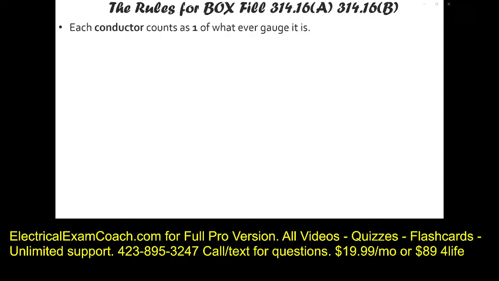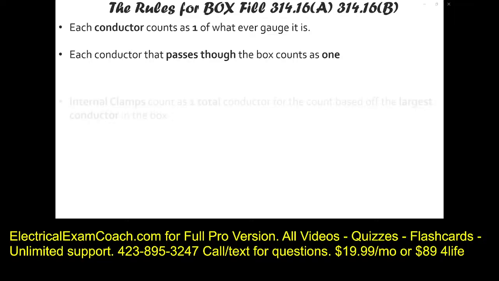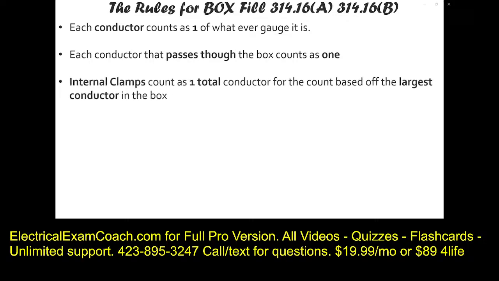Each conductor counts as 1 of whatever gauge it is. So each 12 counts as 1. Each 10 counts as 1, whatever gauge wire it is. Each conductor that passes through the box counts as 1. So even if it doesn't terminate or splice inside that box, if it's passing through that box, it counts as 1 each. Each internal clamp only counts as 1 total based off the largest conductor that's in the box.